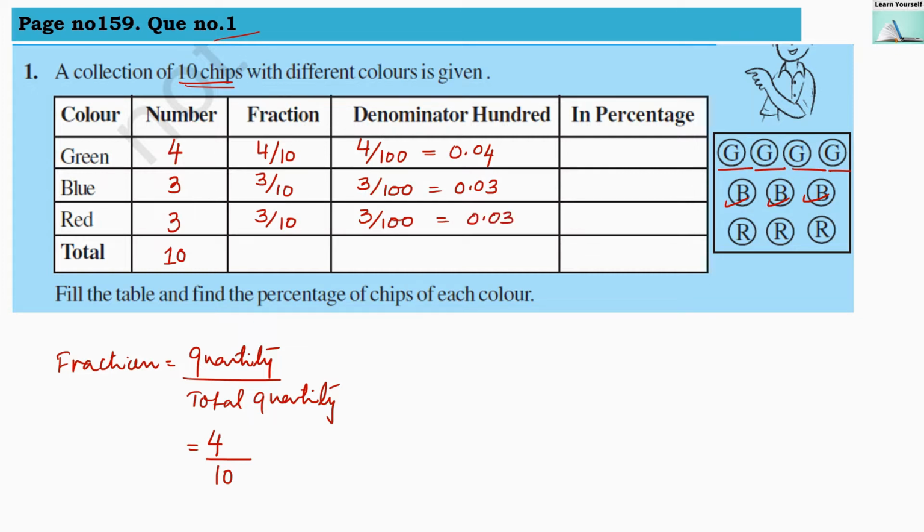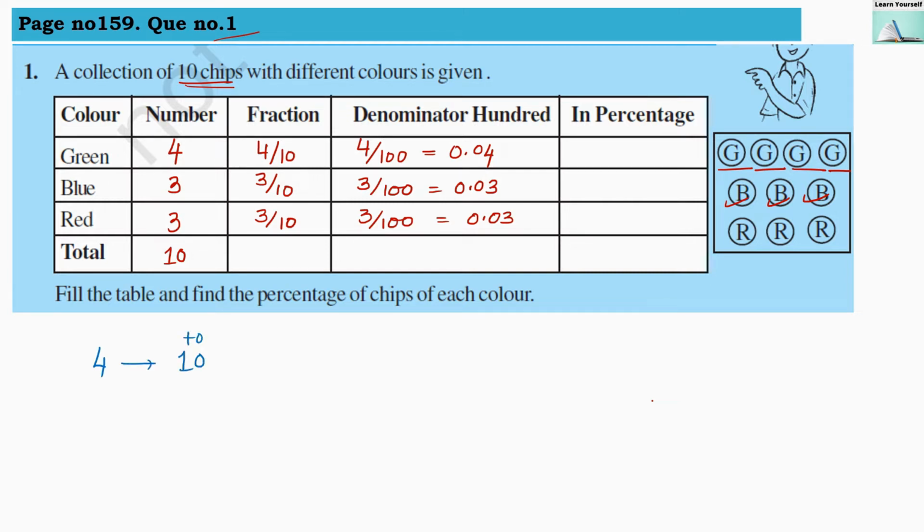Now in percentage: when we convert a fraction into a percentage, we multiply with 100. When we convert a percentage into a fraction, we divide with 100. So here we have to multiply with 100. Now let us convert these quantities into percentage. We have 4 green color chips out of 10 chips. Total 10 chips are there, and out of that, 4 chips are green.